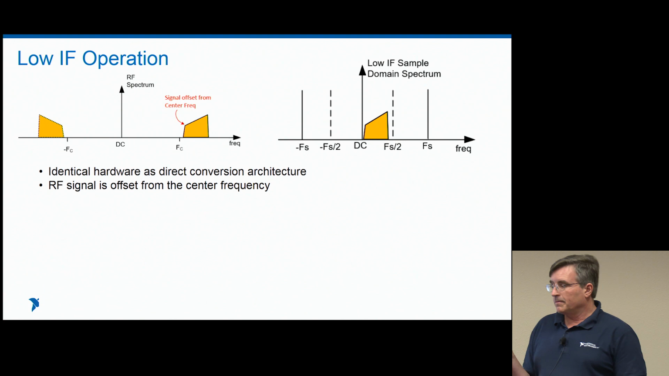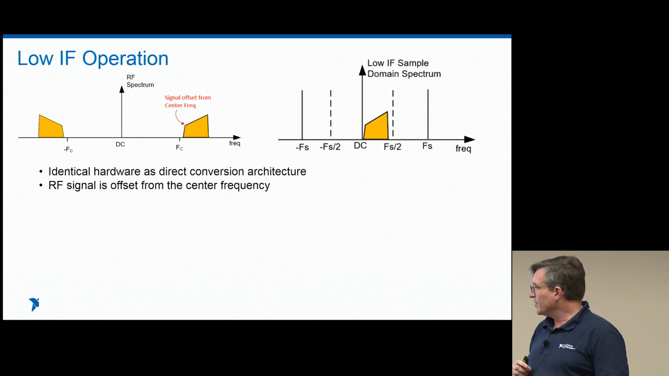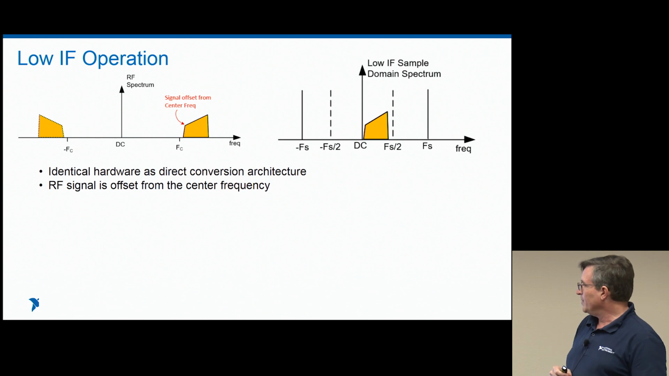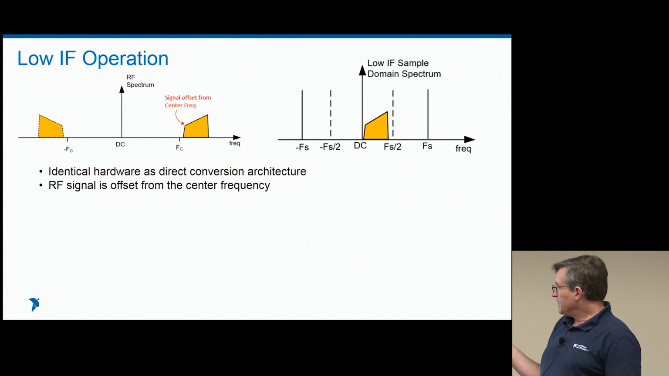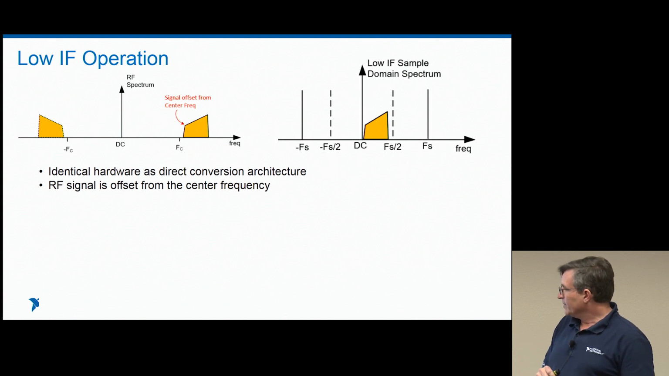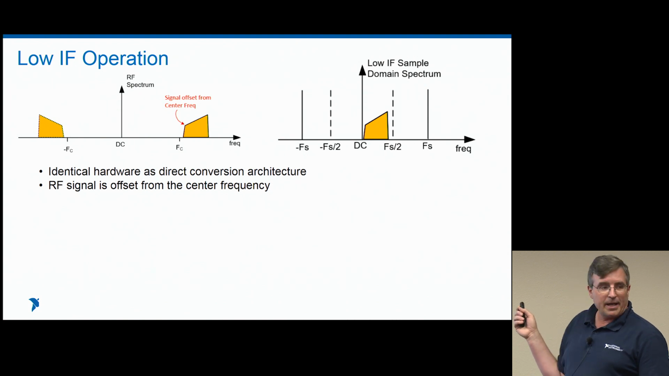Low IF has the exact same architecture as the direct conversion. The only difference is instead of tuning right into the middle of my signal of interest, I tune just to the outside of it, shown by this F sub C, which is where I'm going to be tuning it to. When you do the same kind of analysis as you did for the direct conversion, you'll find in the sample domain that the signal occupies only one of the Nyquist zones. So things like the images that are on the other side are not in band. The DC offset is not in band.